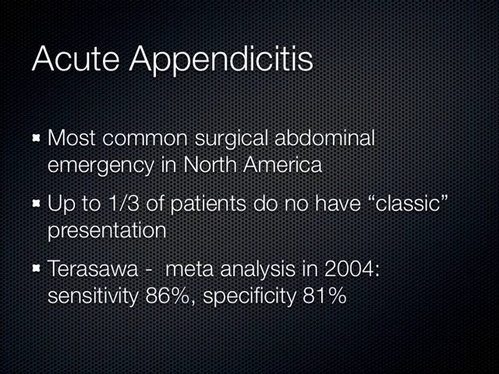Okay, switching gears, finally the appendix. And acute appendicitis, very, very common. It's the most common surgical abdominal emergency in North America. About a third of patients, though, don't have that classic presentation, which is generalized abdominal pain that then locates itself to the right lower quadrant, what we call McBurney's point, and associated with anorexia and elevated white blood cell count. That's the classic presentation I just described to you.